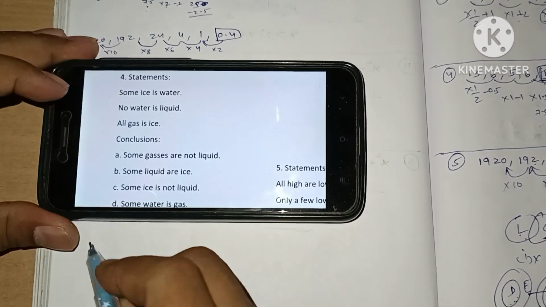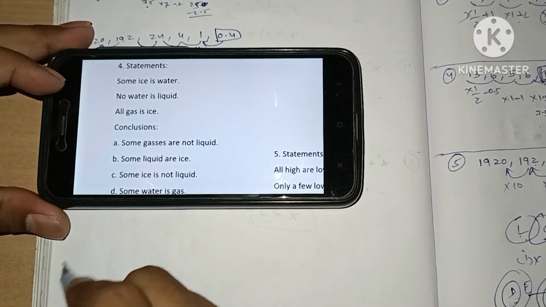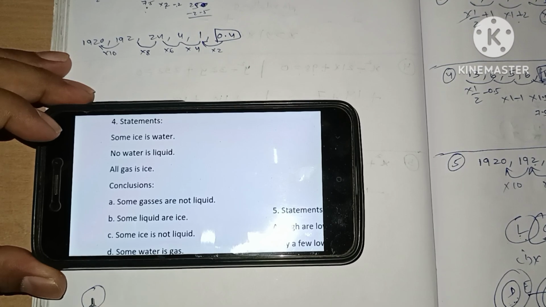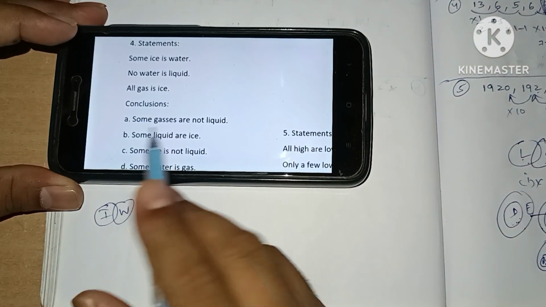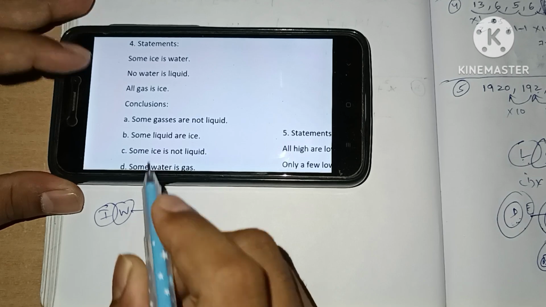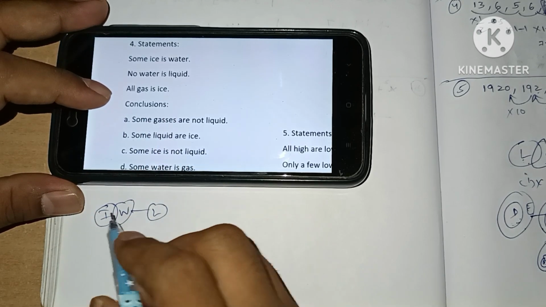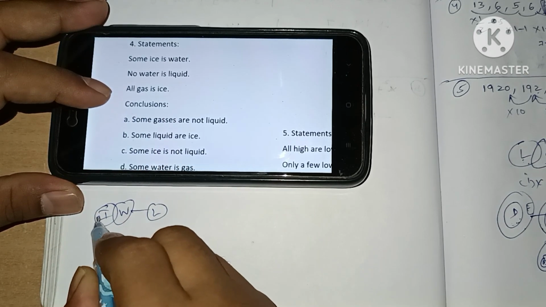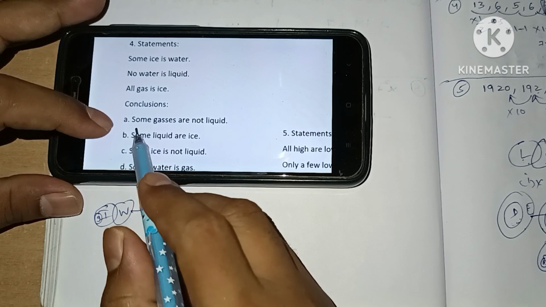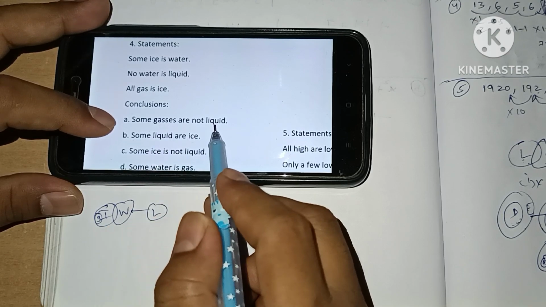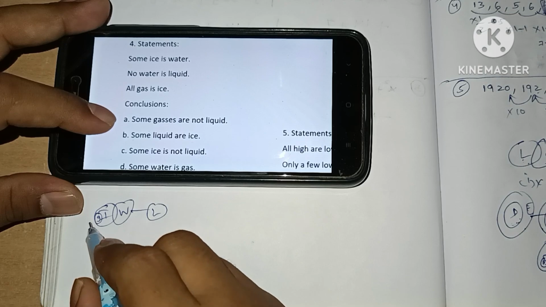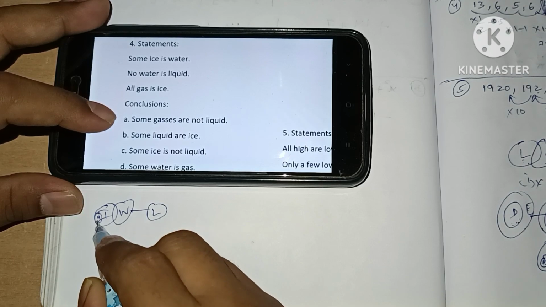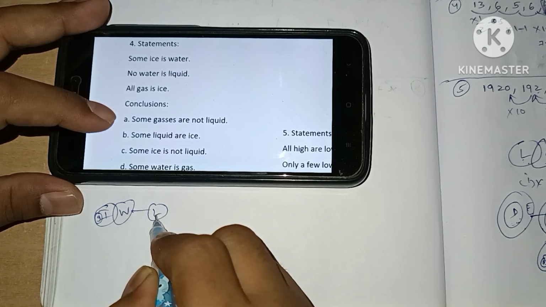Some ice is water. Some ice is water. No, water is liquid. All gas is ice. So gas is inside ice. Let's see conclusions. Some gas are not liquid. We check all gas can be liquid because of not. All gas can be placed inside a liquid. Is it possible? Yes, it is possible.